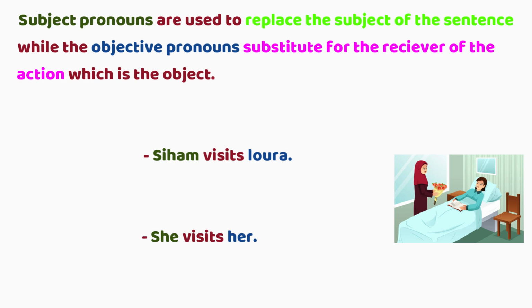The first one, Siham visits Laura. So Siham here is the doer of the action. Siham is the main subject of this sentence. Visit is the action verb, and Laura is the object. That means Laura here received the action, or is the receiver of the action of this sentence.